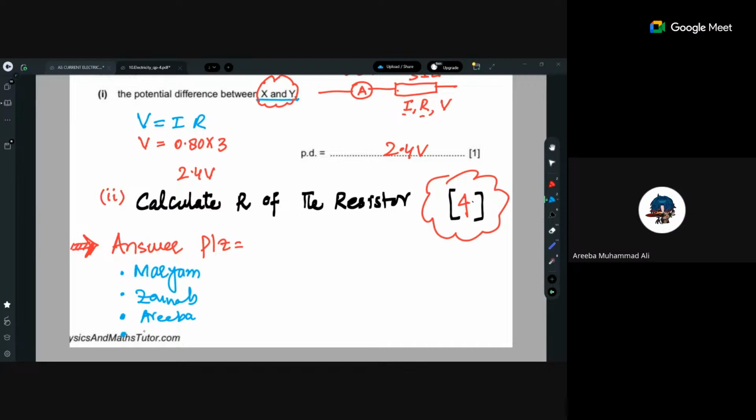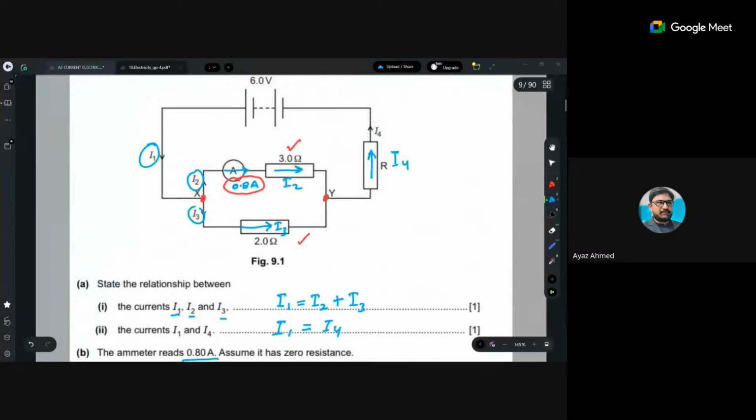Sir, since they're asking for the resistance specifically in the resistor, we're not gonna just take the one in the whole circuit, right? No. This is resistance of that resistor. What I have mentioned here. Only that resistor. This one.